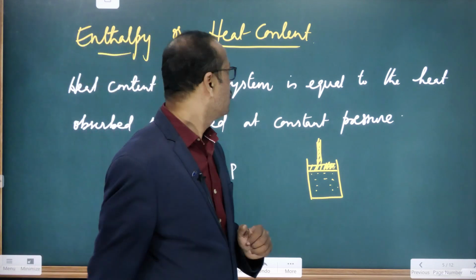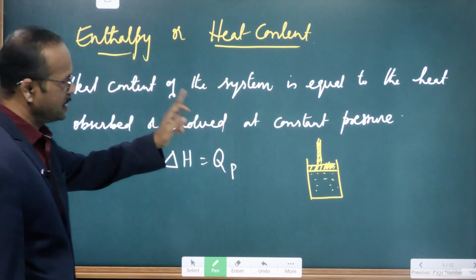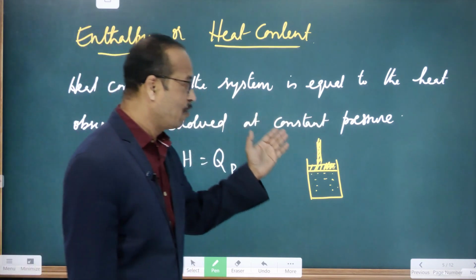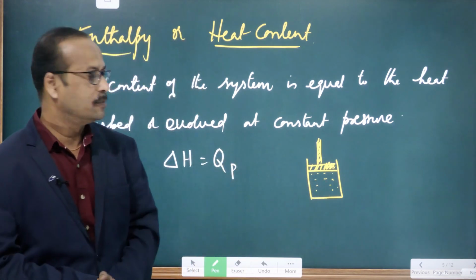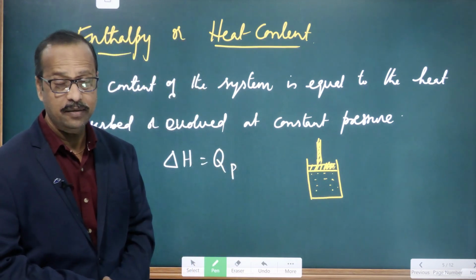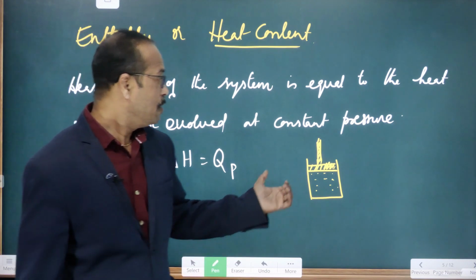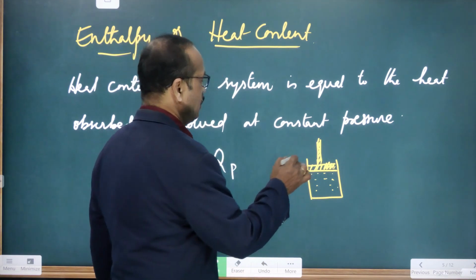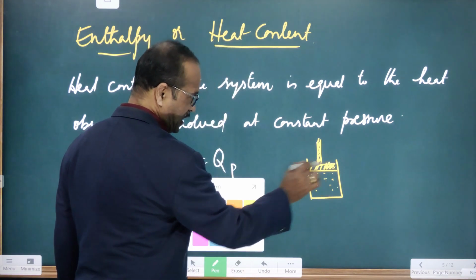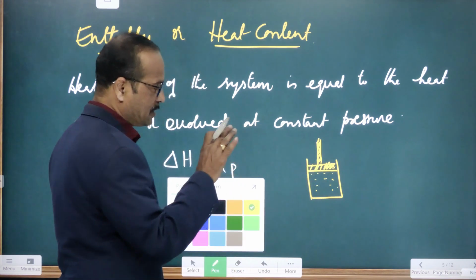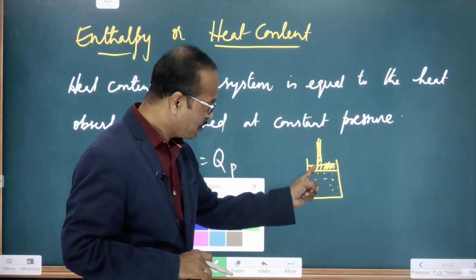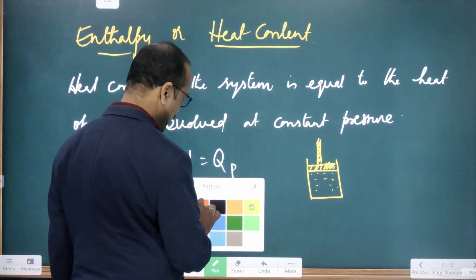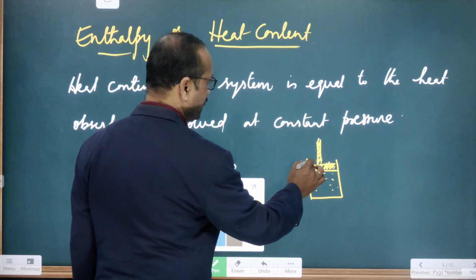So remember that one. Here what it says: heat content of the system is equal to the heat absorbed or evolved at a constant pressure. At constant pressure, so the meaning is what? Pressure should be kept constant. For example, this is a cylinder, and some gas is there. On that we keep a piston, and on the piston we keep some weights.